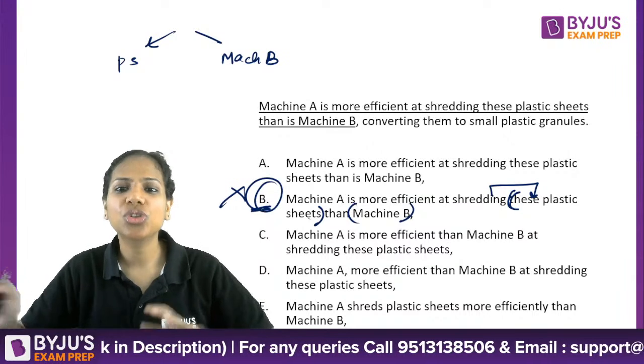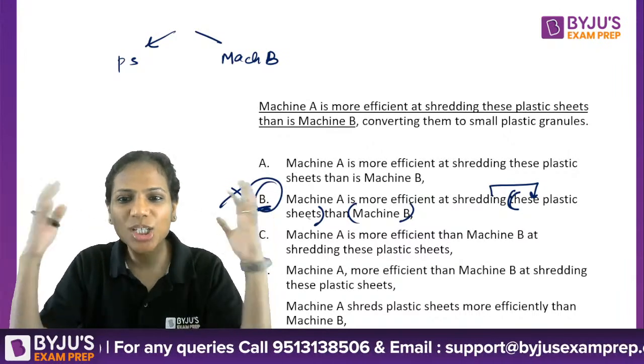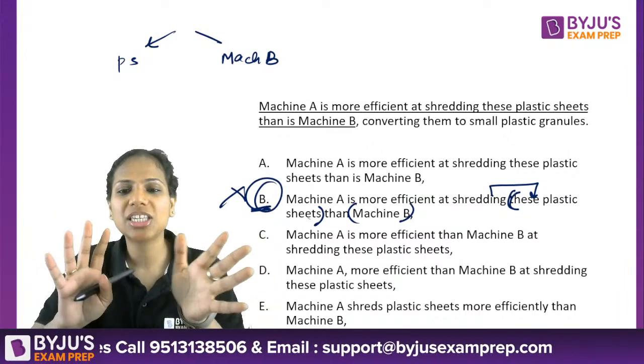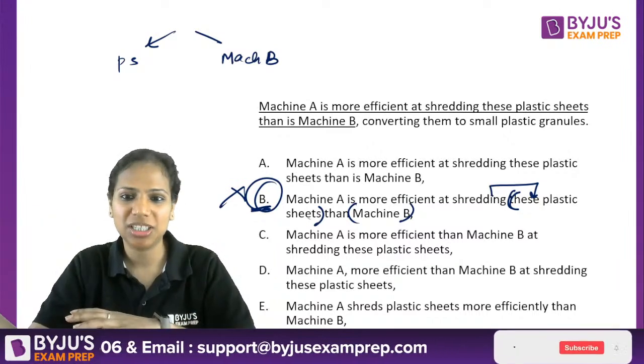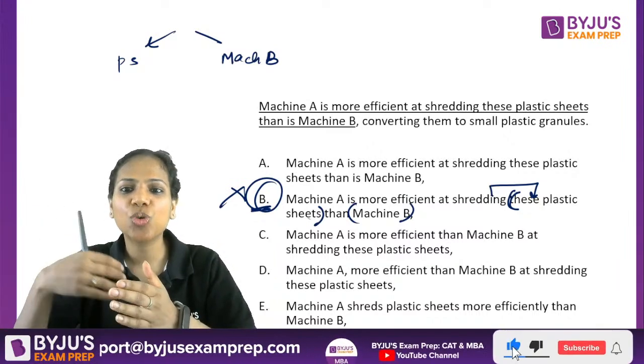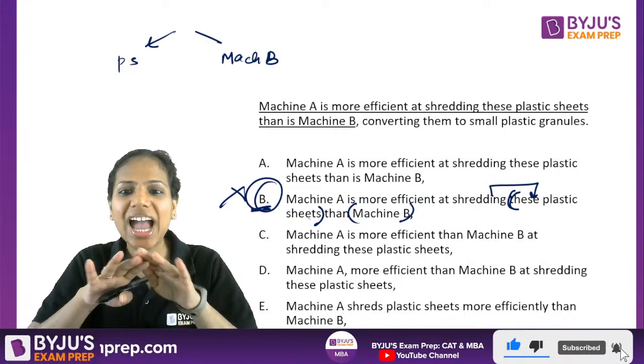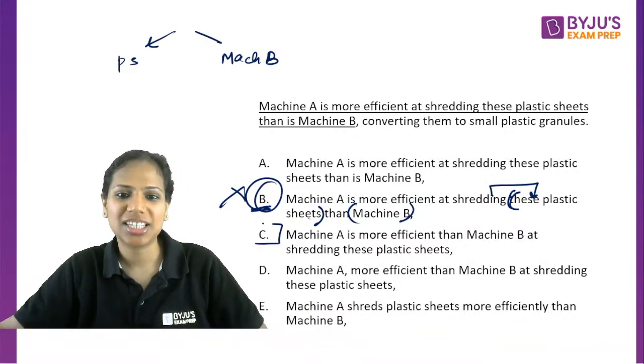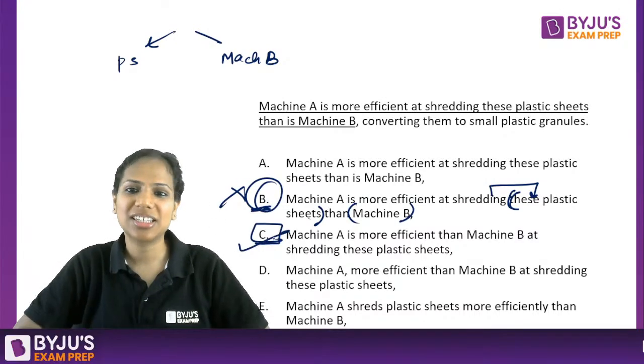Okay, so we should not create an unnecessary distance in this comparison. We should simply say machine A is more efficient than machine B. Machine A is more efficient than machine B at shredding these plastic sheets. So C is the answer here.